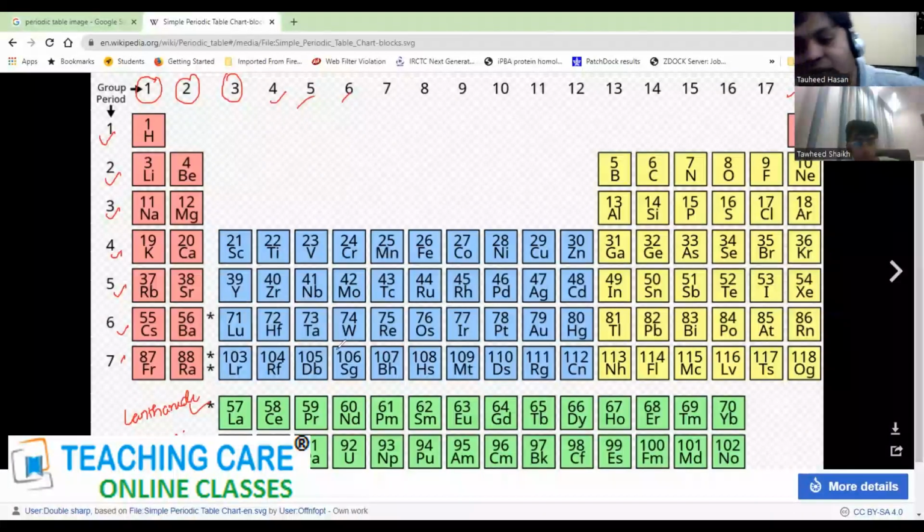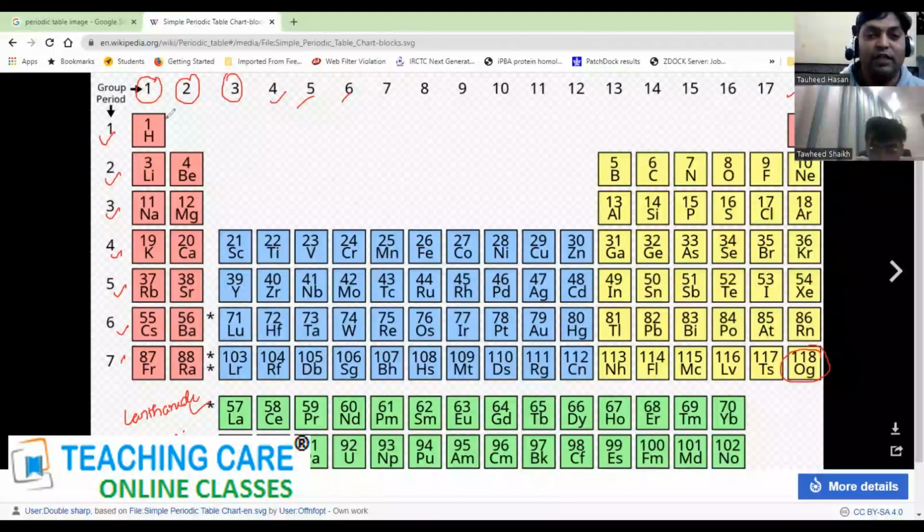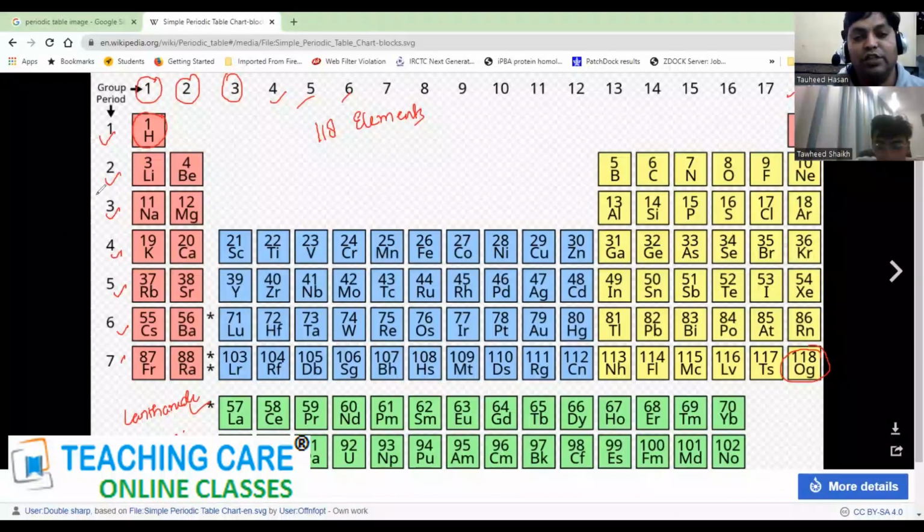Up till now, how many elements are there? Up till now, there are 118 elements discovered, from 1 to 118. So in this universe, there are 118 elements present. Okay, got it? Yeah. So this is what the periodic table looks like. Now we'll talk about the history of the periodic table.